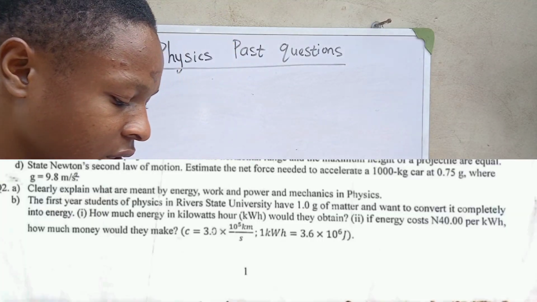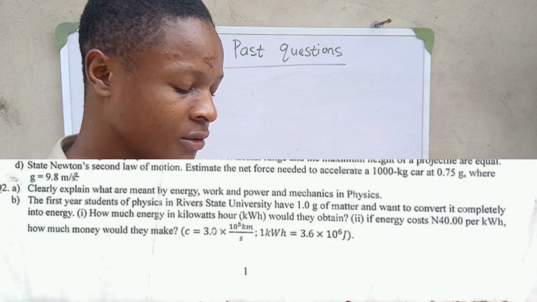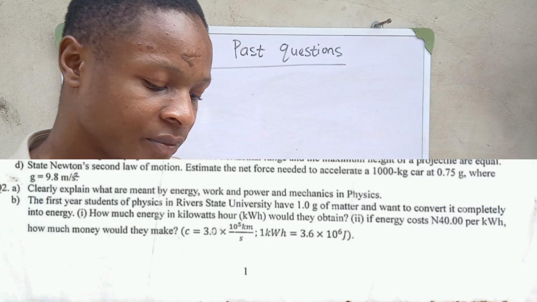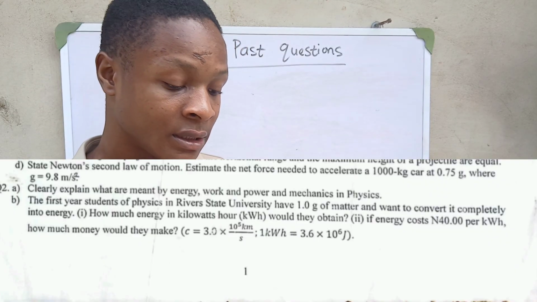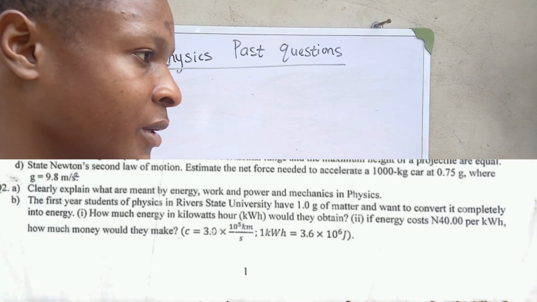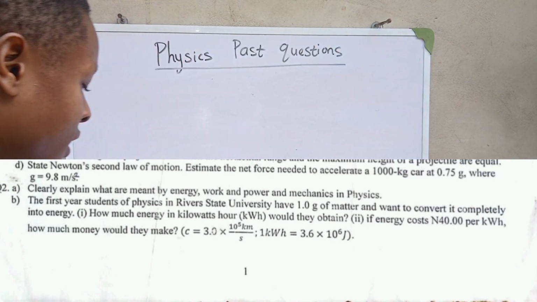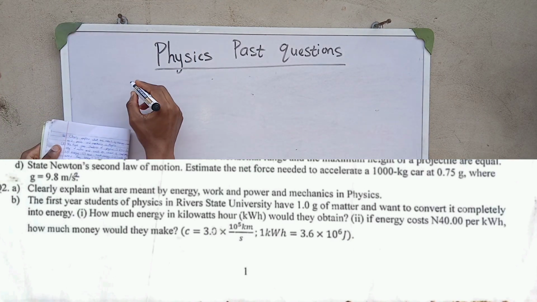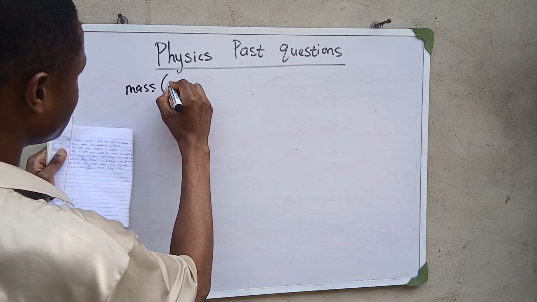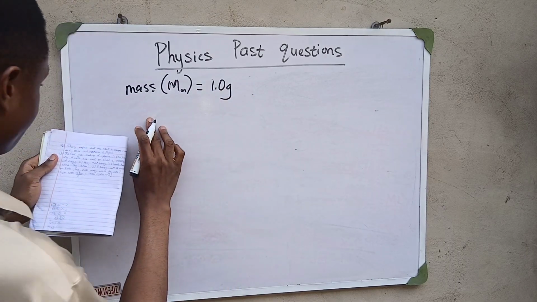The two big questions says the first year students of physics in RSU have 1.0 gram of matter and want to convert it completely into energy. Now let's take out the parameters first. When we are solving a calculation problem, one of the most important things to do is to bring out the parameters. So it says 1.0 gram of matter. So the mass of the matter, m, is 1.0 gram.